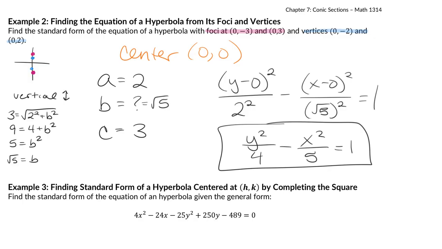Wait, where did you get C from? Great question. Where did I get C from? The C has everything to do with the foci. How far away from the center is the focal point? 3. So C is 3. So it's not negative? No, because it's distance. Distance is never negative. I know that it's down 3, but the distance itself is 3.